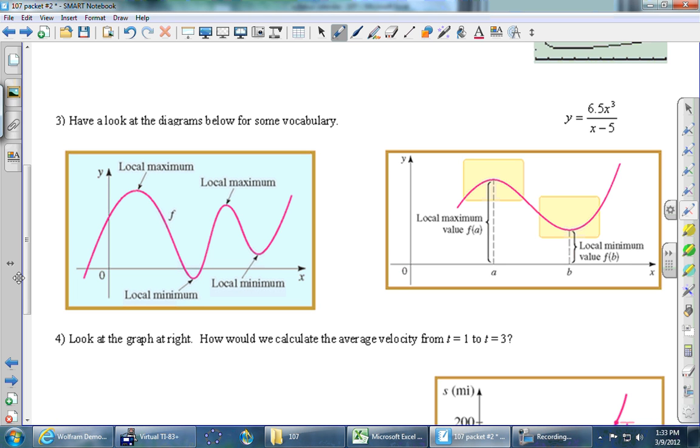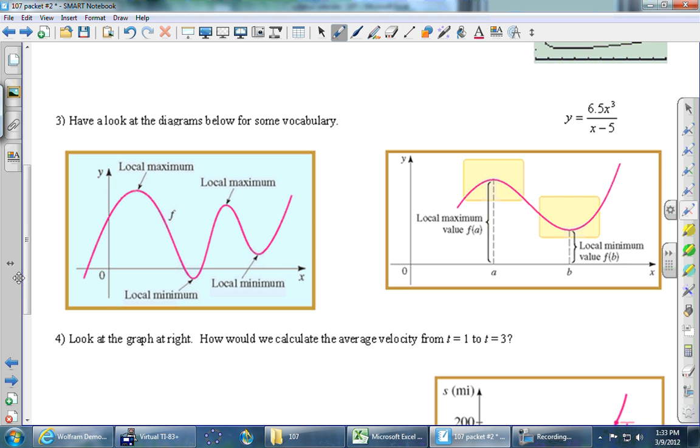Okay, so these are pictures from your book. If you have a roller coaster type curve going up and down and up and down, we have names for the high points and we have names for the low points. So the high points are called local maximums, or local maxima, I guess is the plural. And the low points are local minima.